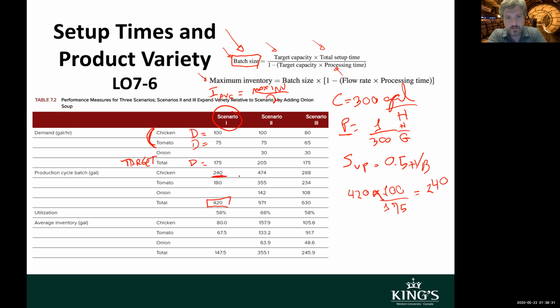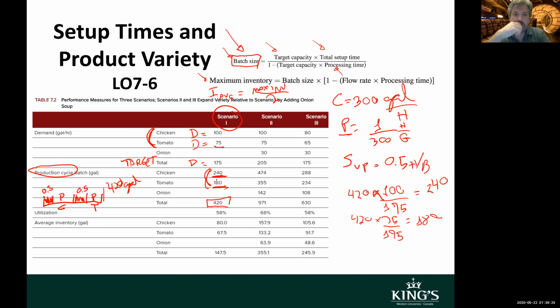There you go, right there, right? And the difference, same thing, 420 times 75 gallons divided by 175. This will give me 180 gallons, right? So this is how much I should be producing every production cycle, all right? So I have a production cycle here that includes one setup and one production, one setup and one production. The first one chicken, the second one tomato soup, right? This takes half an hour, this takes half an hour. This production cycle will be for 420 gallons, right? And this is how they're going to be divided.